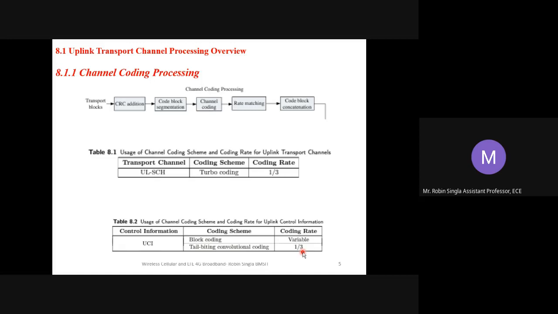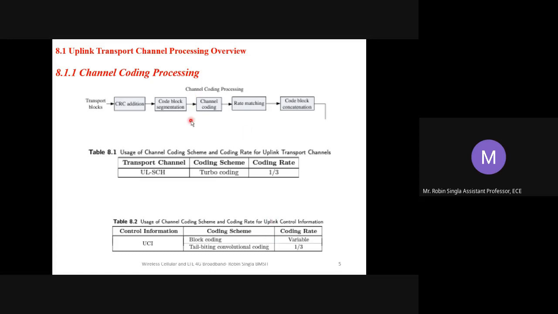For control information, the channel coding scheme depends on the type of control information and also on the type of physical channel that carries the control information. And this control information can be mapped either to the physical uplink shared channel or the physical uplink control channel.